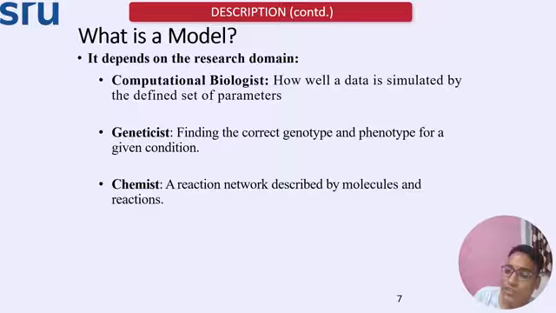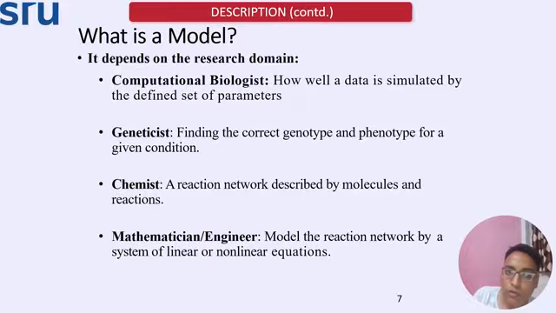It has nothing to do with any other things. For a mathematician or engineer, this means finding the reaction network by a system of linear or nonlinear equations, which may be deterministic or stochastic, but anything. The mathematical engineer tries to build the best feasible equation. But now you understand that to actually build the required program, I actually need all of this.